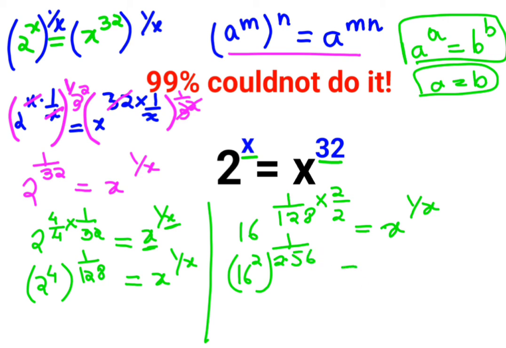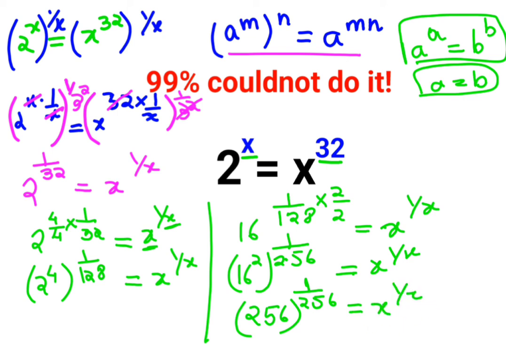So 256 equals x raised to 1 upon x. Now 16 squared is again 256, the whole raised to 1 upon 256 equals x raised to 1 upon x. Now you have got this in the right format, that is a raised to a equals b raised to b. So from equating these two, we can say the value of x for this question is just 256.